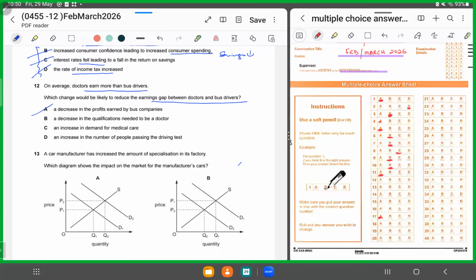A decrease in the qualifications needed to be a doctor. Yes. So if fewer qualifications are required, again, doctors would not be earning that high, right? So for 12, it's B.